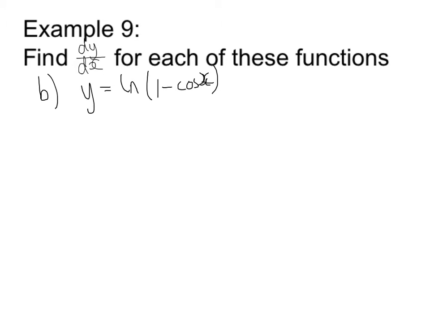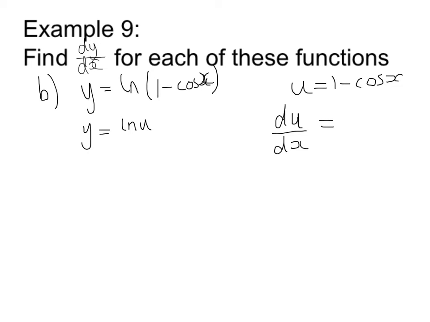For part b, we have to differentiate this function, y equals ln of 1 minus cos x. Again, we're going to use the chain rule with u equal to 1 minus cos x. We now have that y equals ln of u, which looks much nicer. And we can now differentiate them both. So du by dx: the differential of 1 is nothing, the differential of cos x is minus sine x, but with one negative differential, so that's going to be sine x.